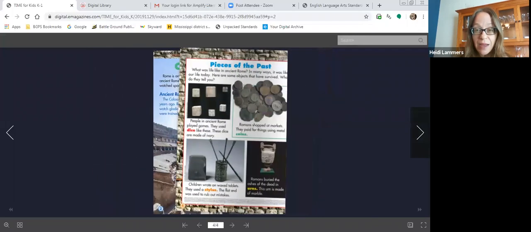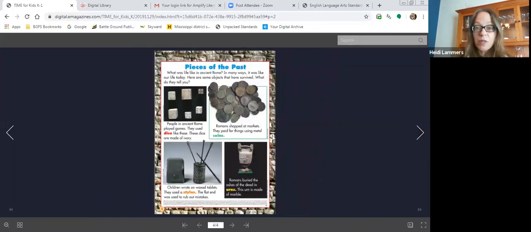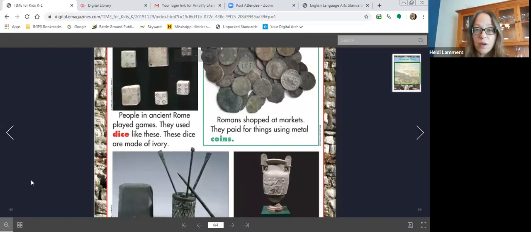And now on the back, we're going to just find some things from the past. And you and I might make our own comparisons. So here you see these like artifacts, really old things, right? They look really old. And these are pieces of the past. I'll zoom in and I'll read to you. You can follow along if you want to.